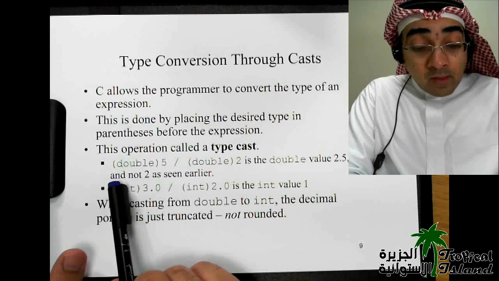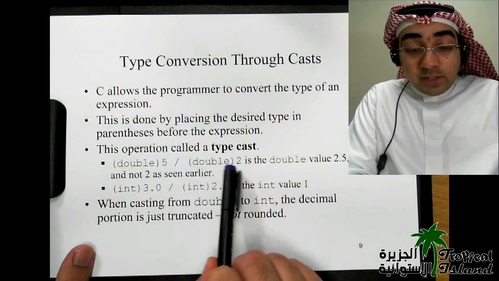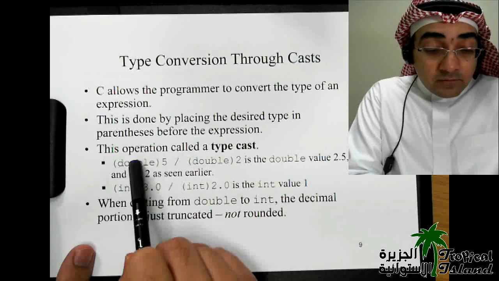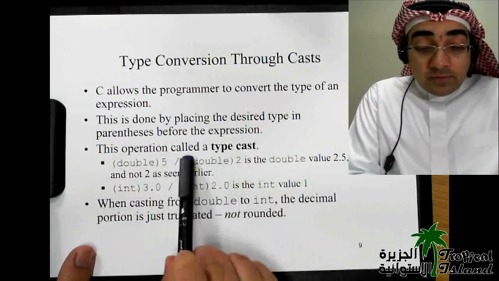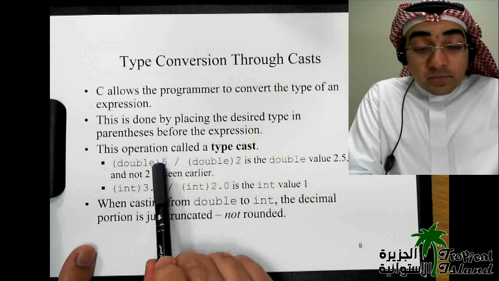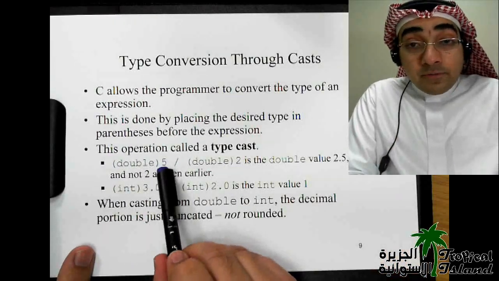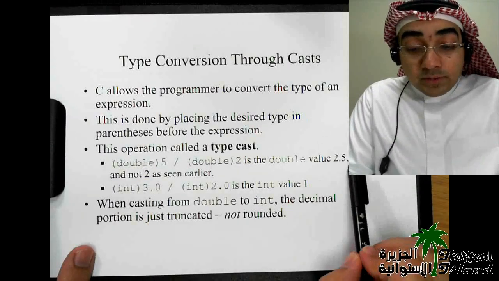So for example, when you say (double) 5 divided by (double) 2, you're asking the compiler to take 2, convert it to a double, take 5, convert it to a double. When you finish converting to double, it becomes 5.0 and 2.0. Do a division, so there's a double division. So that's 5.0 divided by 2.0, it will become 2.5. Okay.